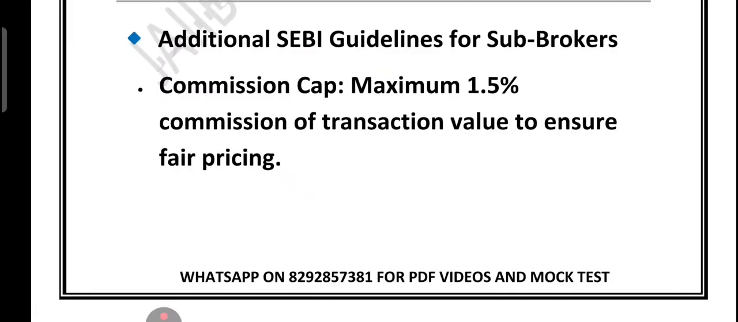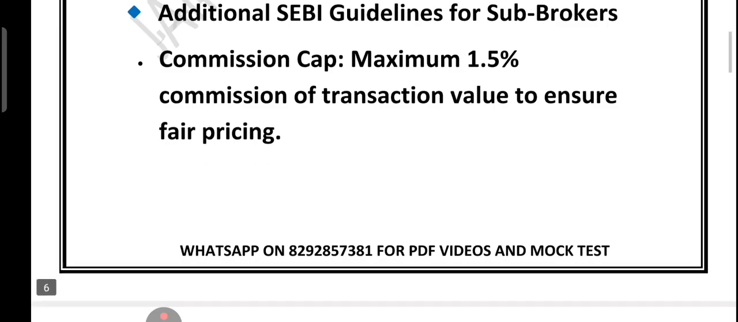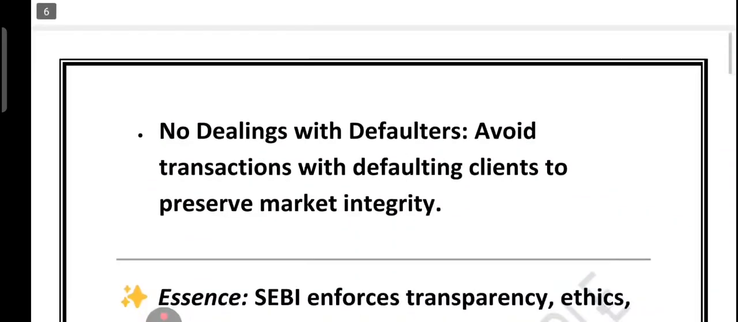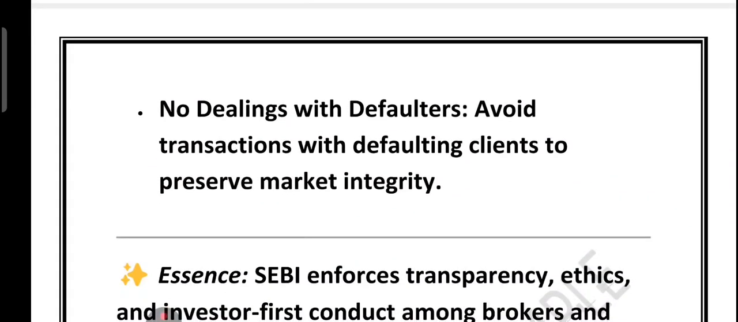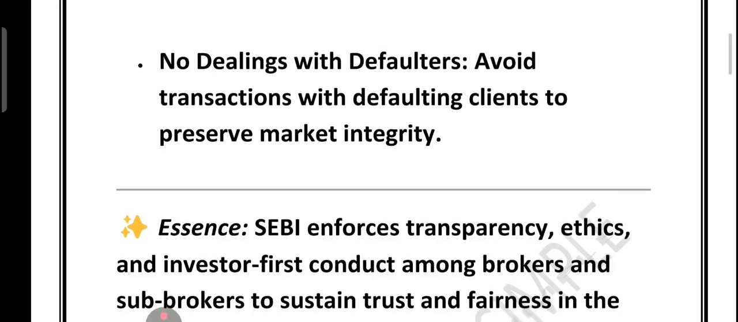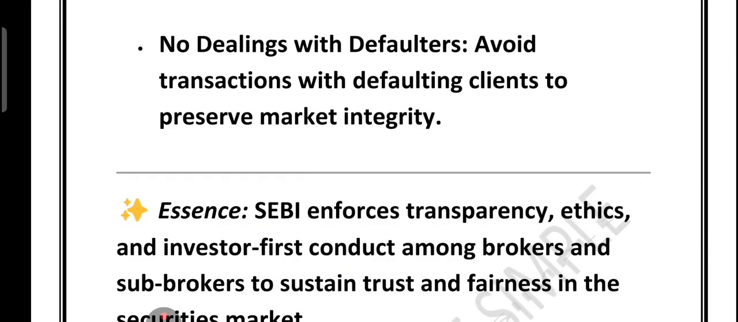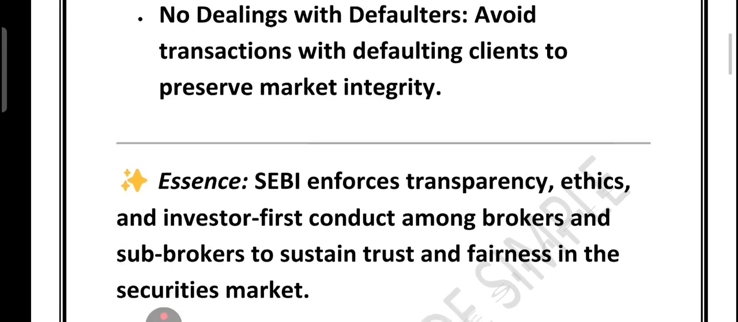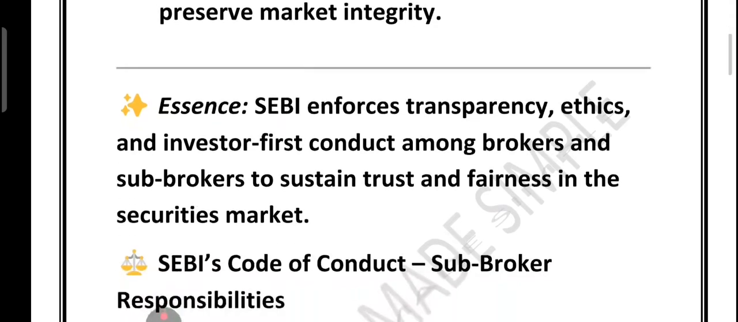Then there are additional SEBI guidelines for sub-brokers. What does it say? That a sub-broker can earn a maximum commission of 1.5% of the transaction value. This ensures fair pricing and prevents overcharging. Please remember, maximum commission of 1.5% of the transaction value. Also remember, a sub-broker must not deal with a defaulting client, which helps maintain integrity and trust in the entire market system. So in short, SEBI code ensures that both the stockbroker and the sub-broker work with transparency, ethics, strong behavior, and a strong investor-first approach.